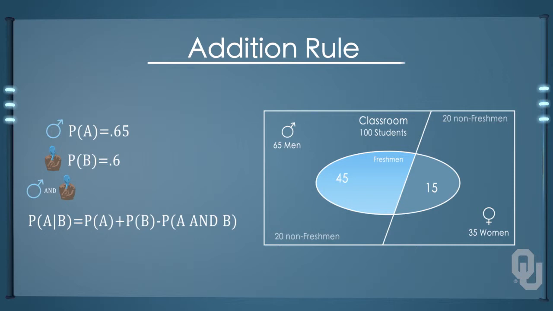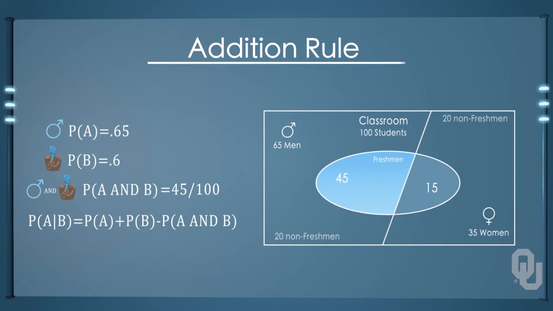This is what the term probability of A and B does for us. In this example, we subtract the 45 male freshmen from the total number of males. This probability of getting both a male and a freshman is 45 divided by 100 and is the last term in the equation, probability of A and B.